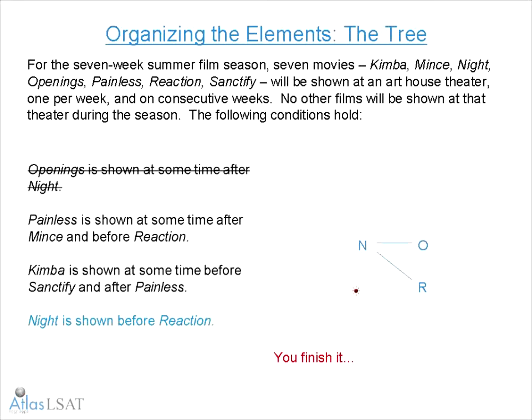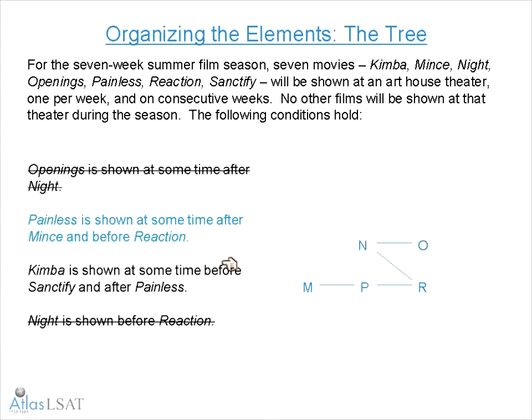Okay, so let's walk through this, and you can see if your work matches up. I'm going to move to the next constraint that involves a letter that I've already got on the picture. That's the R. Painless is shown at some time after mince, but before reaction. So painless is going to be before reaction and after mince. Okay, so painless before reaction, after mince. Then we're going to move to the next constraint. Kimba is shown at some time before sanctify and after painless.